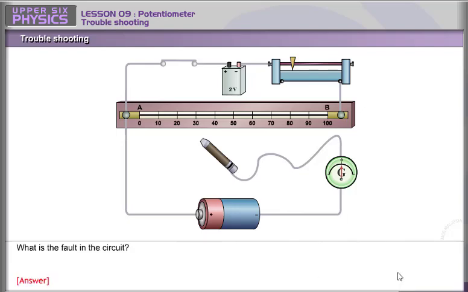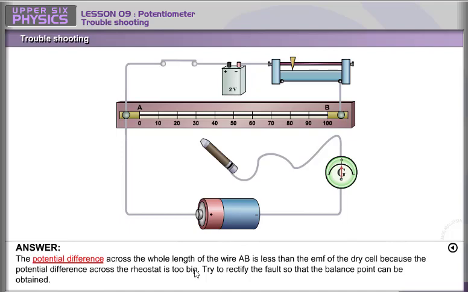What is the fault in the circuit? Answer. The potential difference across the whole length of the wire AB is less than the EMF of the dry cell because the potential difference across the rheostat is too big. Try to rectify the fault so that the balance point can be obtained.